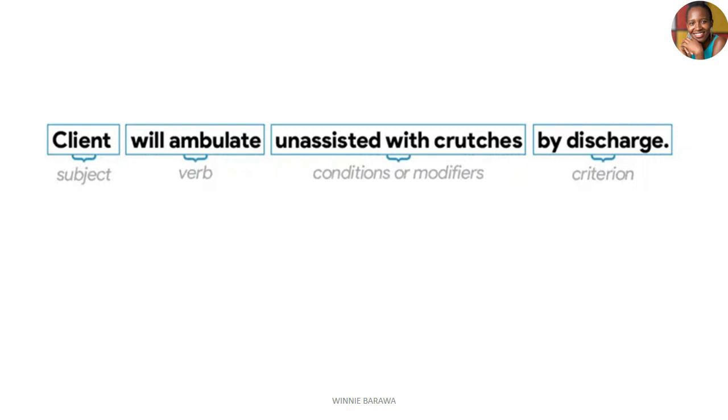So in this case, he's anticipating John will ambulate unassisted with crutches by discharge. Now, discharge is general, but it could also refer to either a long-term or short-term goal based on the expected date of discharge of this client. So I hope by now you're getting how you can state your goals without confusing yourself. There's a subject in it, there's a verb, there are conditions or modifiers, and then you have the criteria.